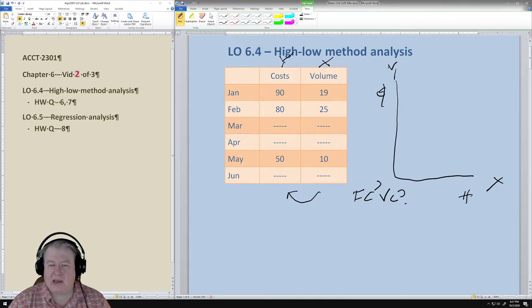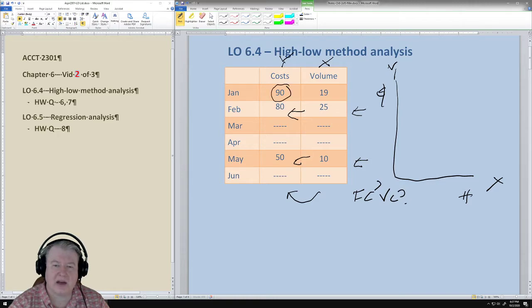And what we look at is the high volume and the low volume. And then we take the corresponding cost. Now this is important because if you notice, we did have a cost here that was higher, but the volume was in the middle. So it's not that you pick the high Y and the low Y and the high X and the low X. You pick the high X. You focus on the X.